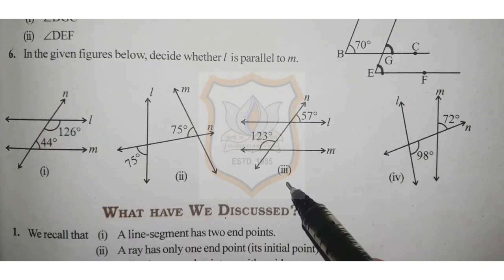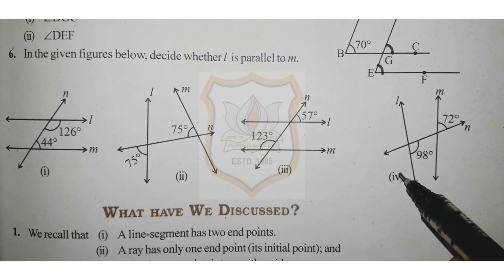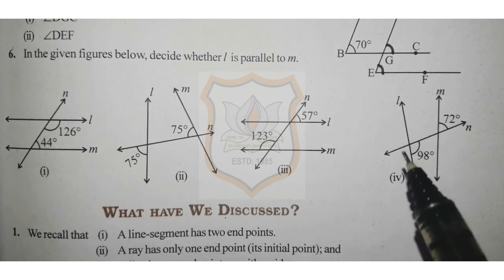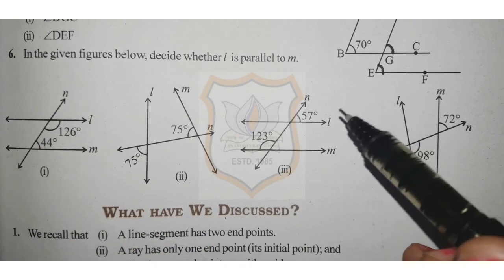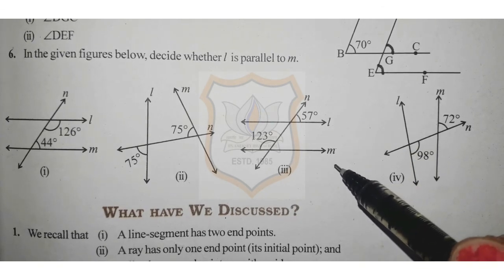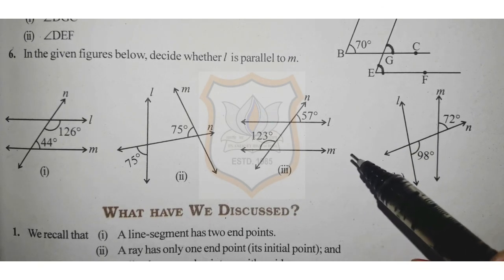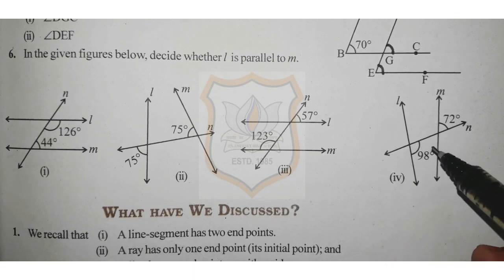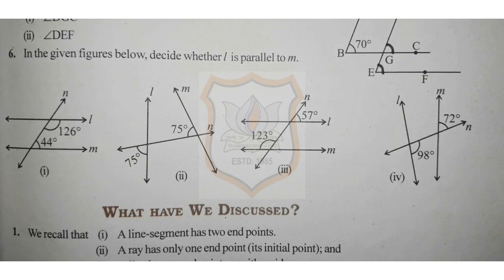Students, part 3 and part 4 of question number 6 you have to do yourself. You have to give the reason whether line L is parallel to line M or not. You have to solve it by giving the reason. In the same way, you have to solve this fourth part also. This is your homework. You have to do it yourself.